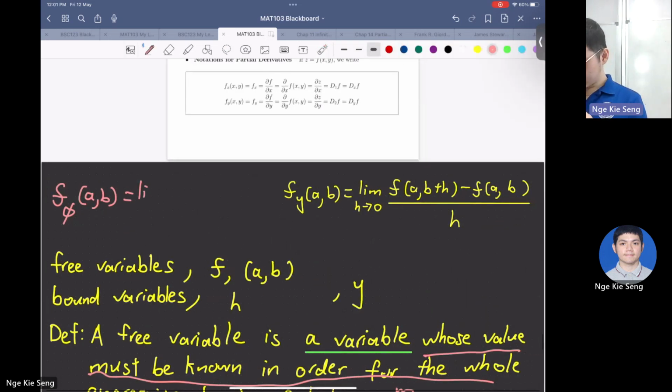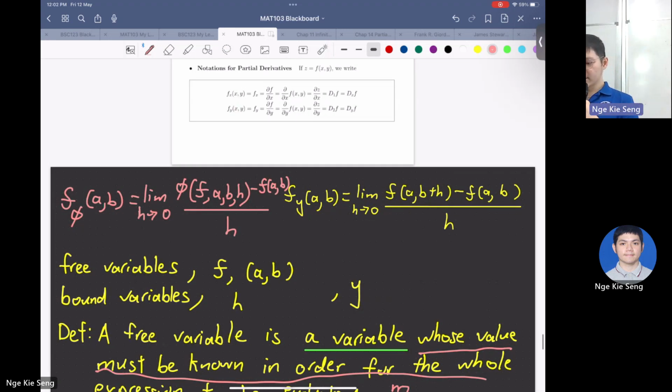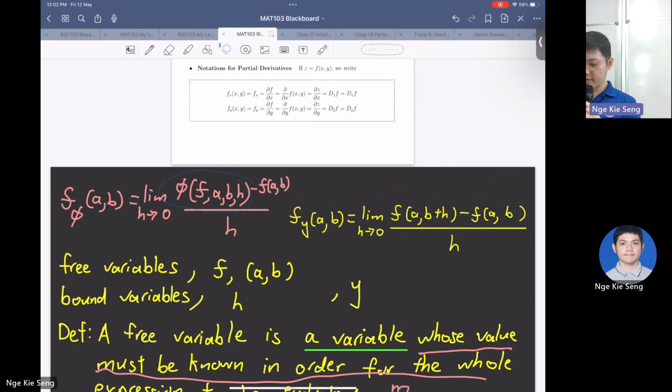Maybe we can define this guy here. So f, maybe I put, this is a function of f, a, b, and h, and minus f, a, b over h. Does this make sense or not? Does this phi make sense?